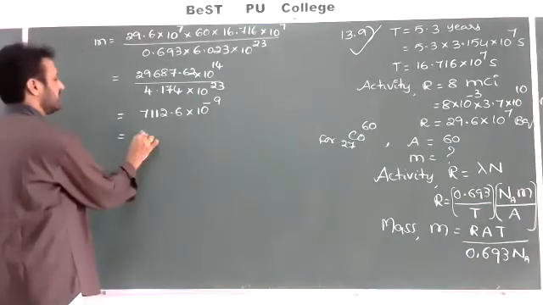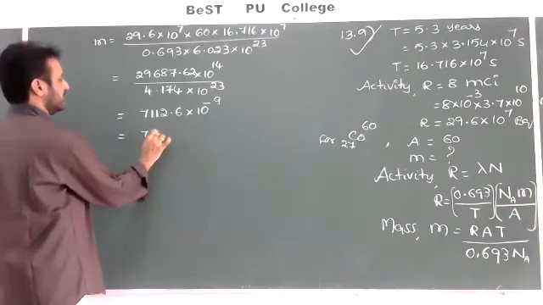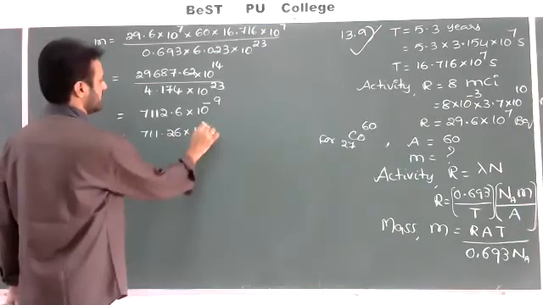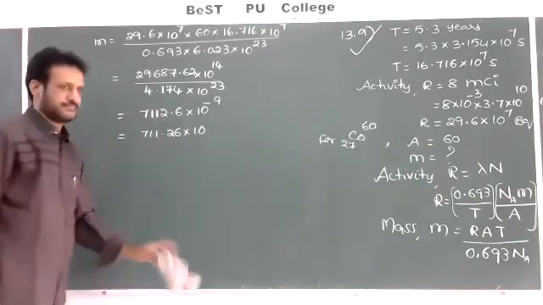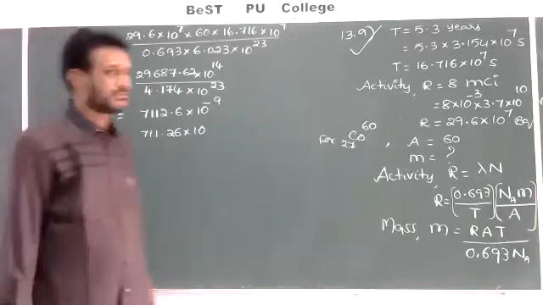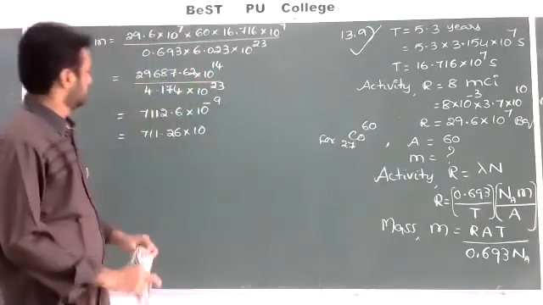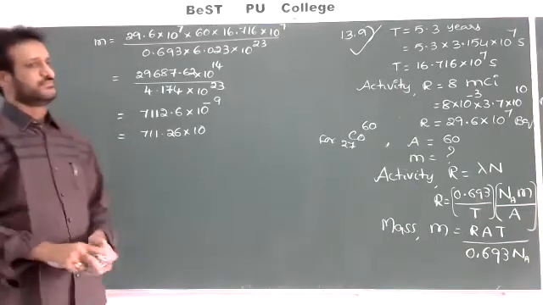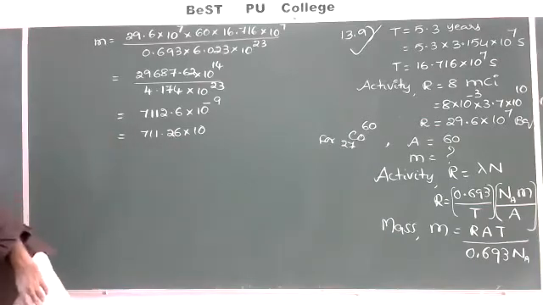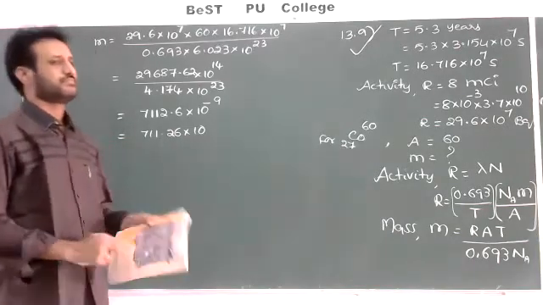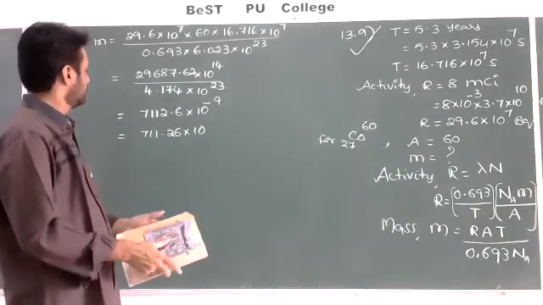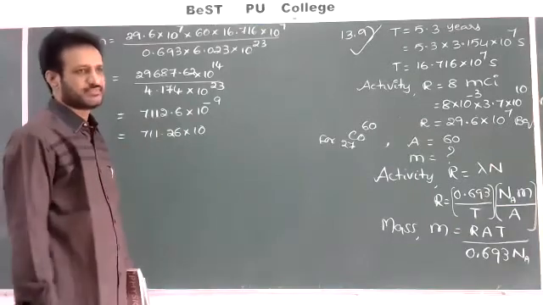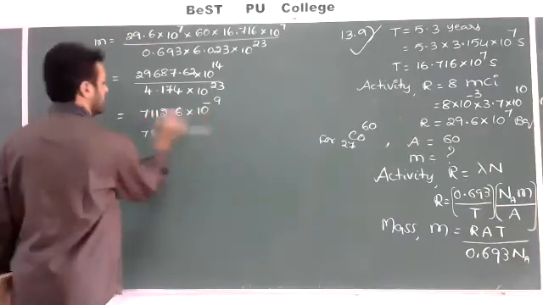Or we can write 711.26 into 10 to the power of what? We will get minus 8. Check how much is given. Here, 1, 2, 3 digits. If you want to adjust, 10 power minus 6 will be obtained. Correct? 10 power minus 6, your choice. That depends upon your choice only.